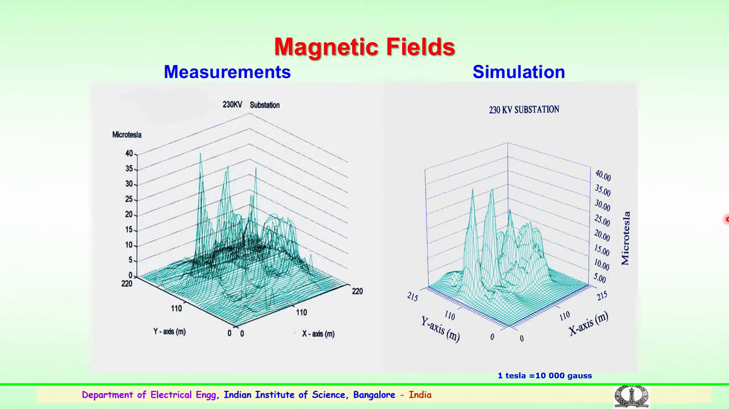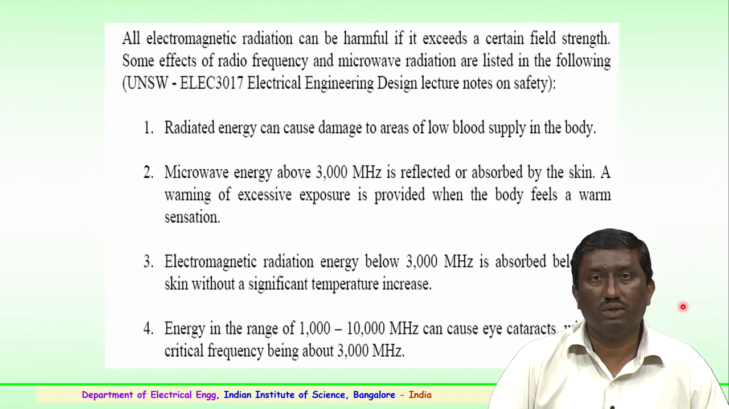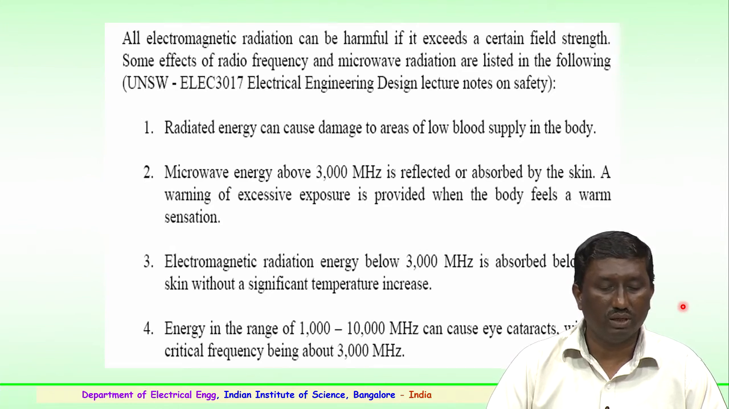Some of the simulations which have been carried out for various voltage levels in the substation are shown here. You can see the magnetic fields depending upon the distance for a 230 kV substation; the magnitude varies. All electromagnetic radiation, as available from the literature, could be harmful if it exceeds a certain field strength, specified limits, and exposure for a long period of time. Some effects of radio frequency and microwave radiations are also listed in the following lecture notes, particularly on the safety aspect. Very important points to be considered.